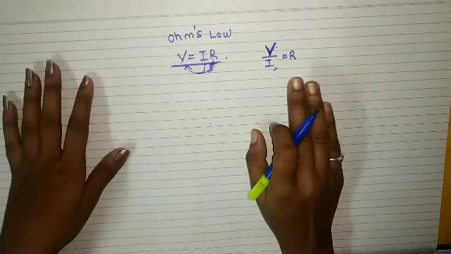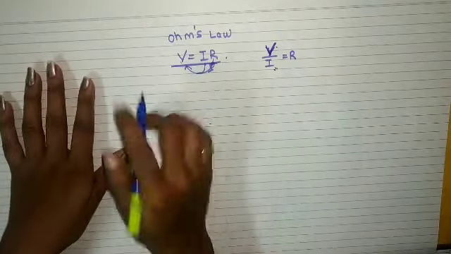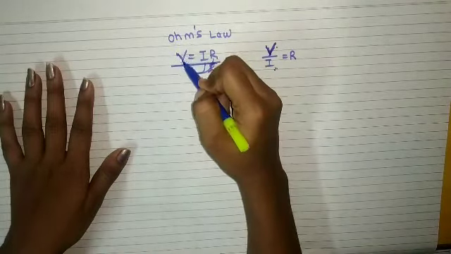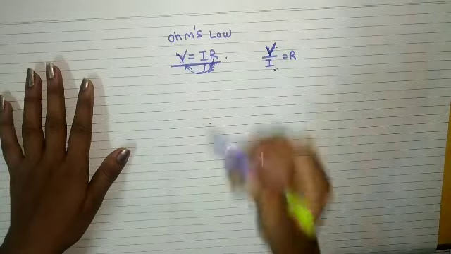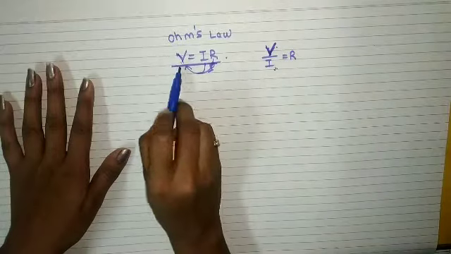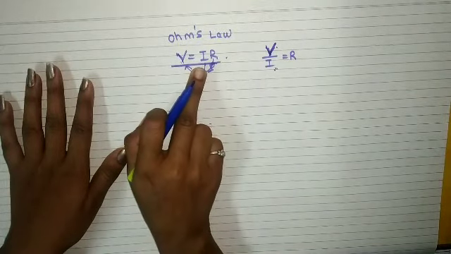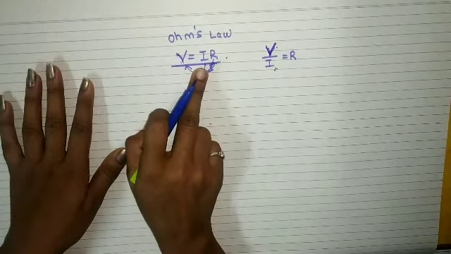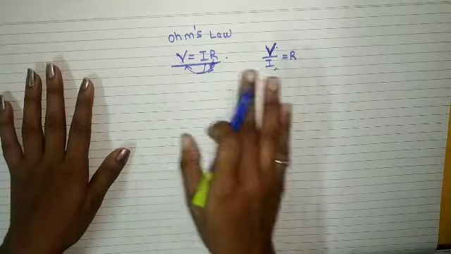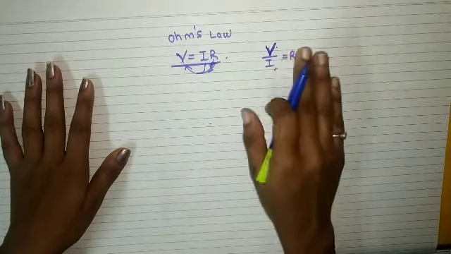This definition is given in your book, or you can also say that the potential difference between the two points is directly proportional to the current flowing through it if the condition such as temperature is kept constant. So there are two definitions, and one is from your book.